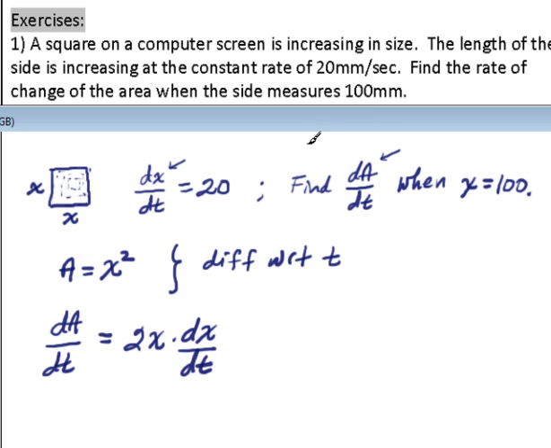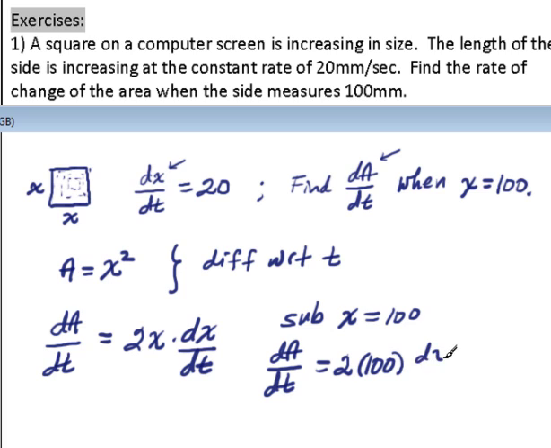All right, so we can finish the question. Find dA/dt when x is equal to 100. Okay, so now we're going to sub x equals 100, and we have dA/dt is equal to 2 times 100 times dx/dt. And we're told here that dx/dt is always 20. So this is 20.